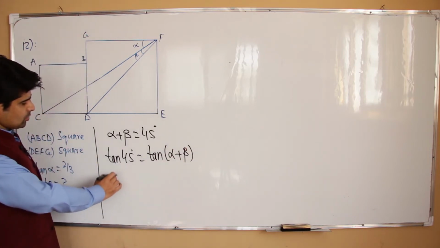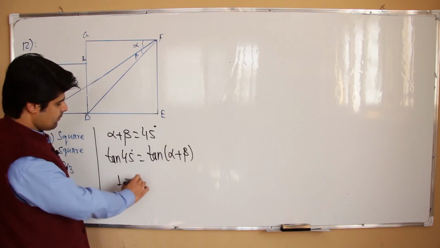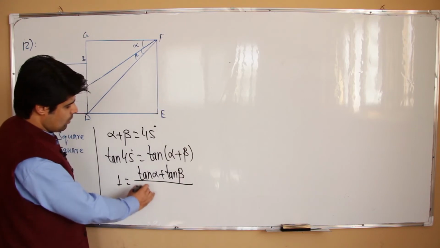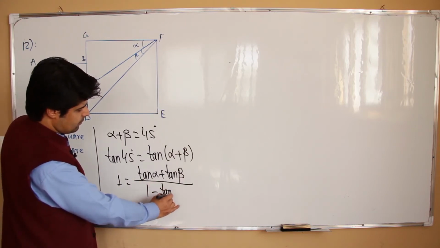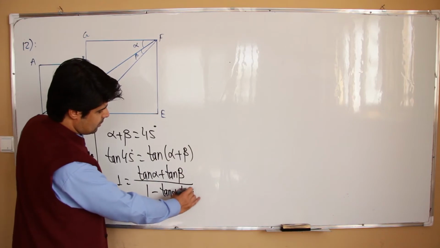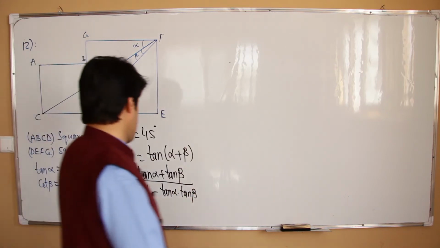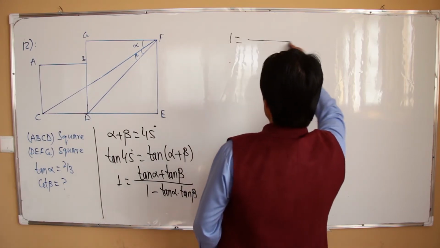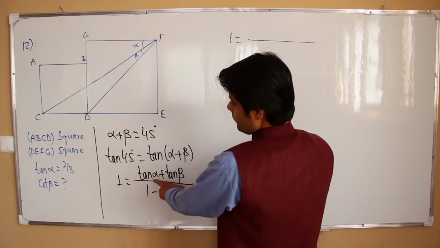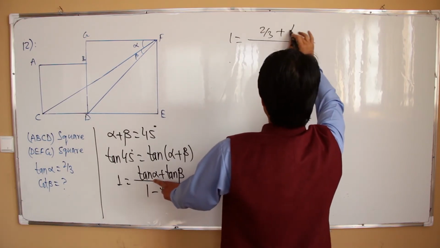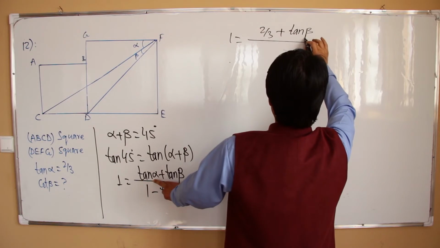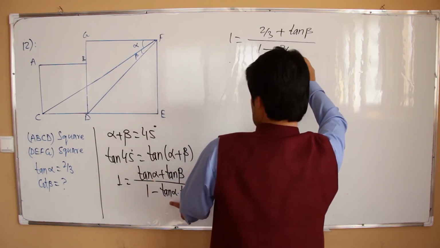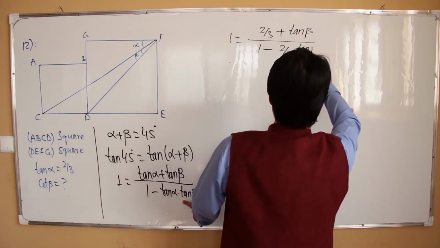Now what do you think? Tangent of 45 is 1. So we have a formula for this one. Tangent alpha plus tangent beta over 1 minus tangent of alpha times tangent of beta. Am I right? Yes. Now 1 put as it is. What's tangent of alpha? It is 2 by 3. So 2 by 3 plus tangent of beta over 1 minus 2 by 3 times tangent of beta.